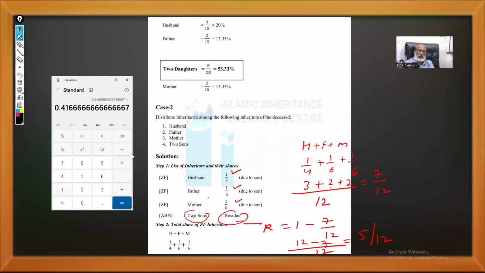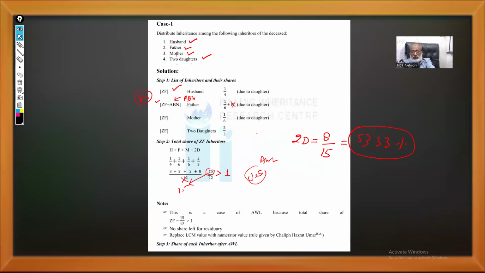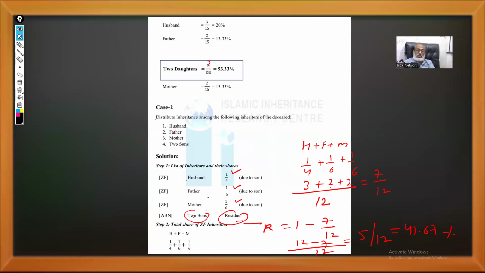Now 5/12, you can see that multiplied by 100, how much is it coming to? 41.67%. So you can see clearly that if two daughters are there, the share of the two daughters is 8 by 15, that is 53.33% in any case. If in place of the two daughters we are considering the two sons, the share of the two sons is less than the share of the two daughters.